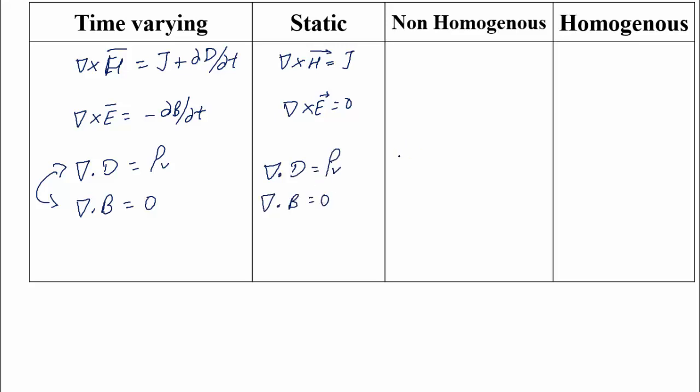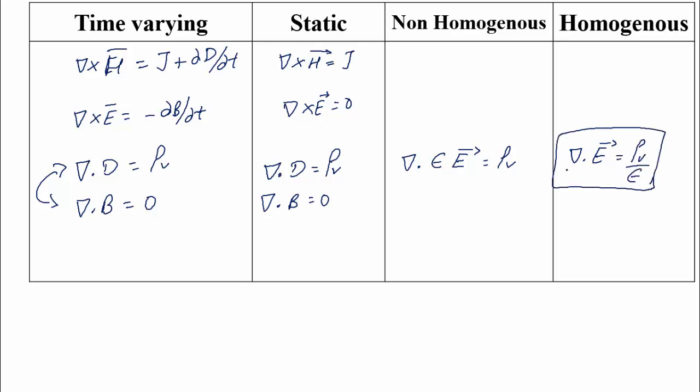In the case of static, it is del dot D equals rho V, del dot B equals 0. In the case of non-homogeneous medium, it is del dot of epsilon times E equals rho V. In the case of homogeneous medium, the dielectric medium is constant throughout, so I can take epsilon as constant. So I will be getting del dot E equals rho V divided by epsilon. So this is very important. In the case of non-homogeneous medium, it is del dot of mu H equals 0.